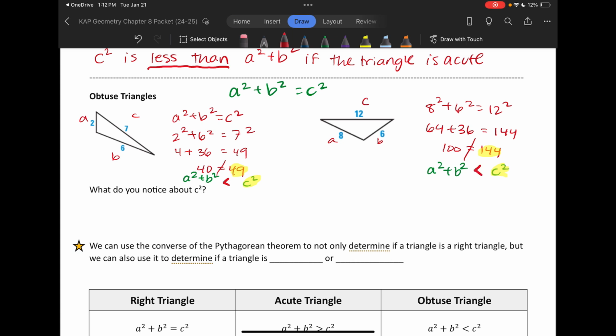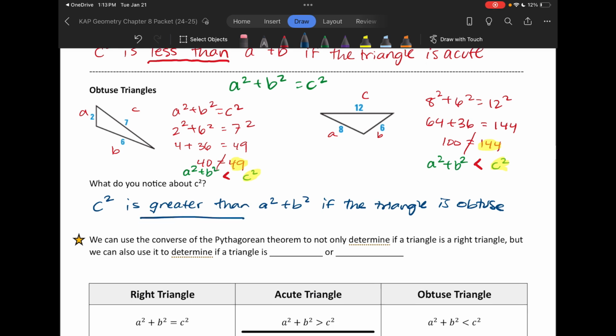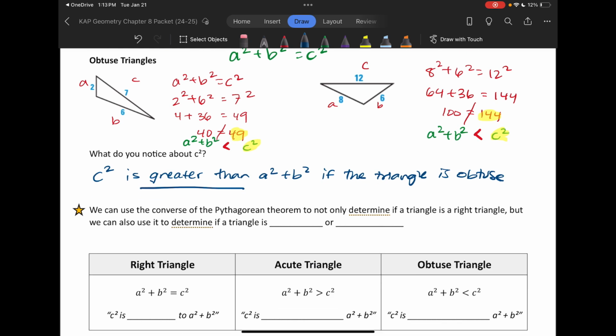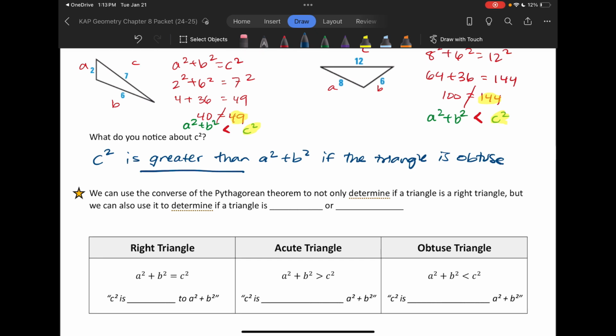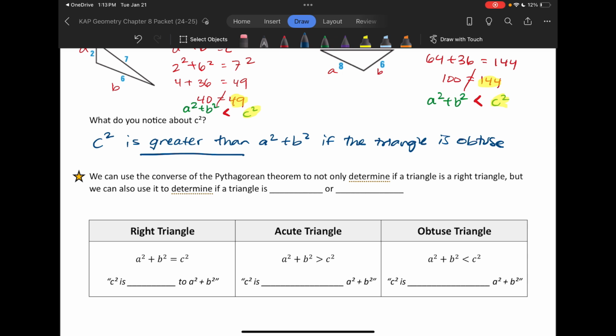So what do I notice about c squared? I'm noticing that c squared is greater than a squared plus b squared if the triangle is obtuse. And so I could have just told you that, but I feel like you guys seeing that and more or less figuring that out on your own is a lot more powerful because now you know what to look for, right? And so bringing this full circle here, now we can understand when to use this.